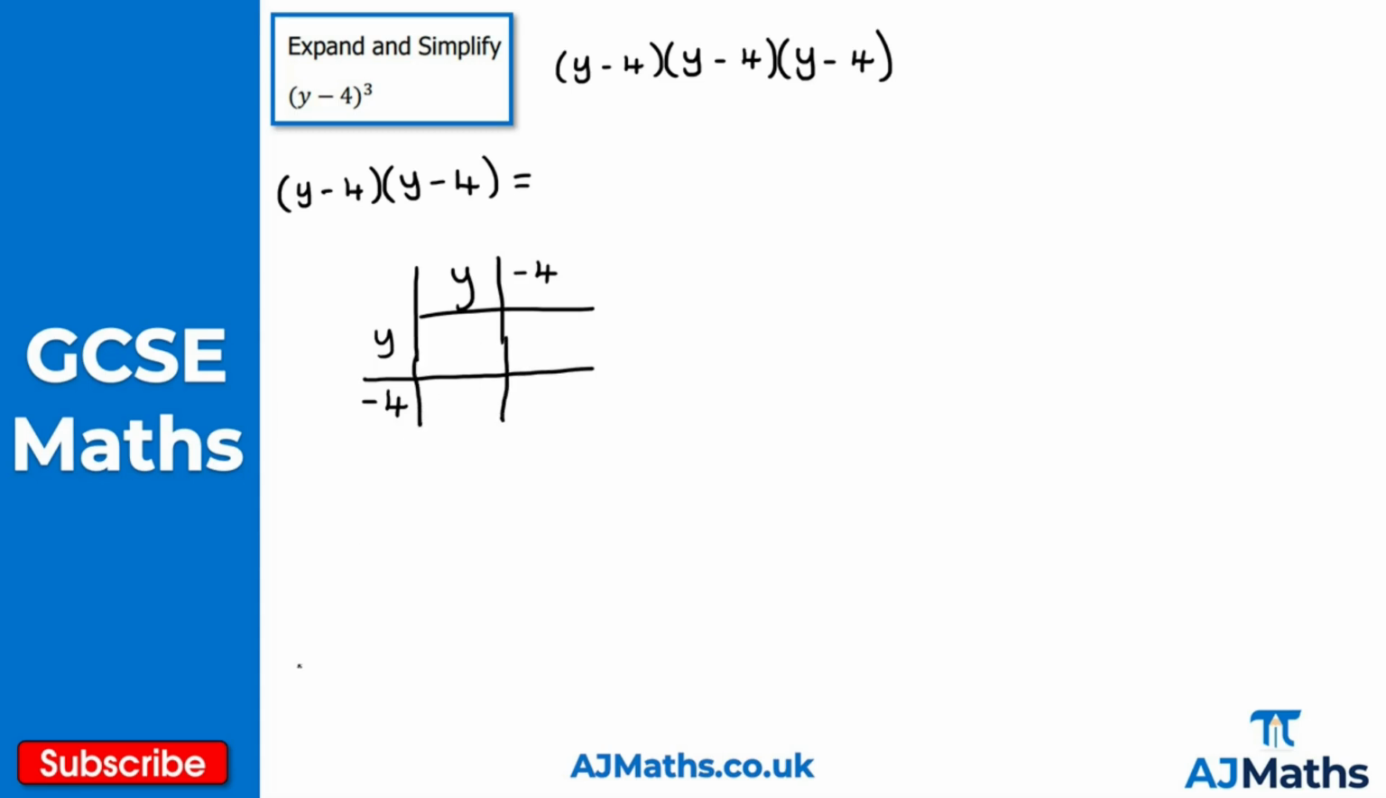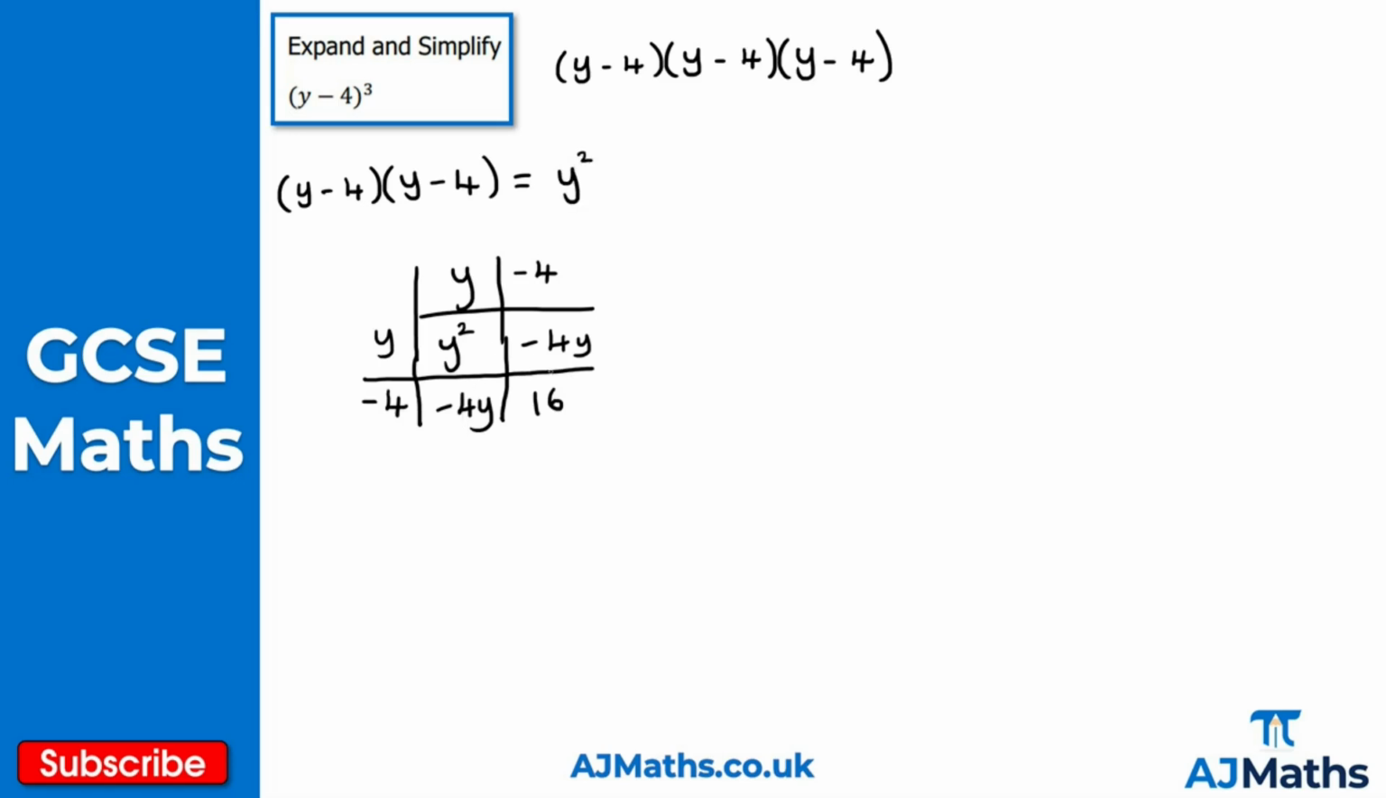So, performing the multiplication here, y times y is y squared. Y times minus 4 is minus 4y. Same again here, so minus 4 times y, minus 4y. And then finally, minus 4 times minus 4 gives us positive 16 there. So again, just be careful with the signs. We get positive 16.